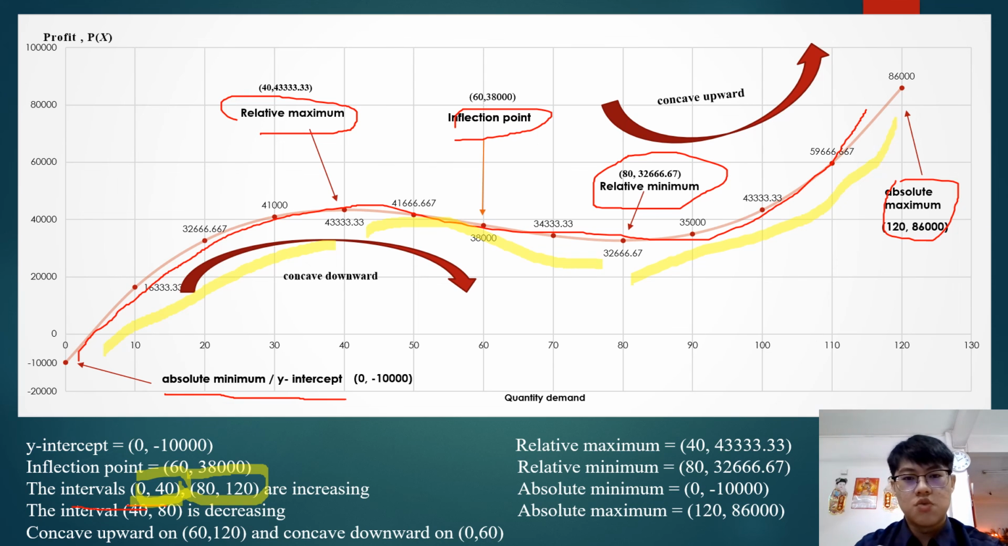Besides that, we can also look back at the concave upward, then concave downward. Concave upward on 60 to 120 is increasing, yeah, right, from here to here. Yeah, this concave upward increases. And then we can look at the concave downward 0 to 60, from here to here, right? So we can show the graph of profit is true already.